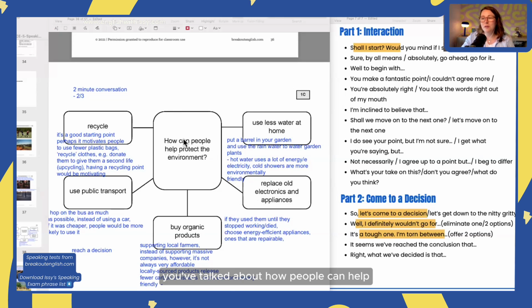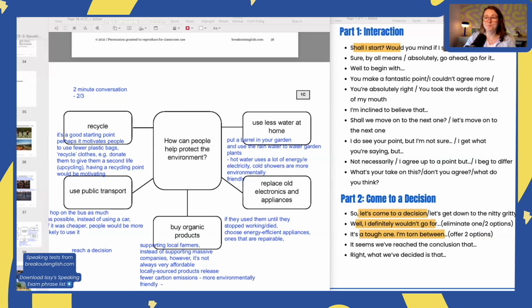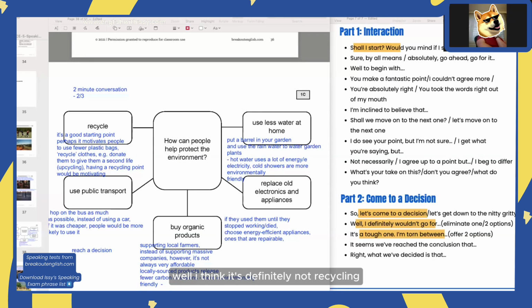Okay, so you've talked about how people can help protect the environment. The examiner would say, thank you. Now you have about a minute to decide which is not important to protect the environment.